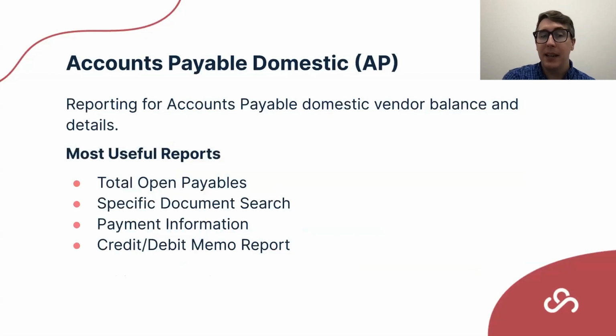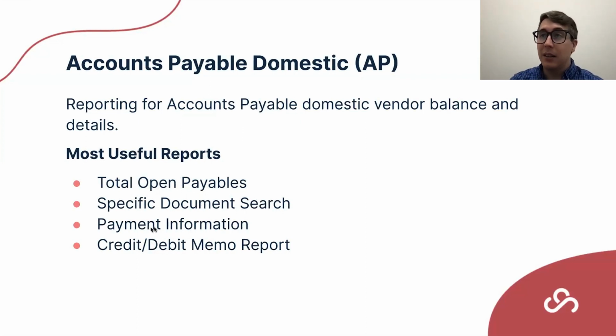And AP domestic, specifically the open payables, specific document search. I think we had a question on that. Payment information, credit debit memo report. These are all sub reports within the accounts payable domestic app on Greenfield, and those are all really useful. So if you're trying to understand open payables, what have I invoiced Target for that they're still waiting to process, specific document search lets you look up your invoices that are open or unprocessed, as well as paid. You can look up credit and debit memos. It's really good for everything but checks.